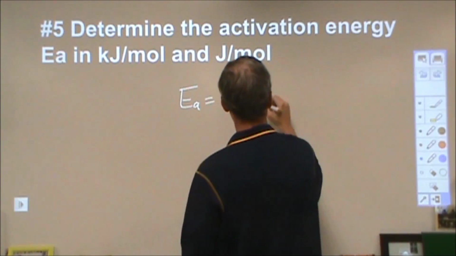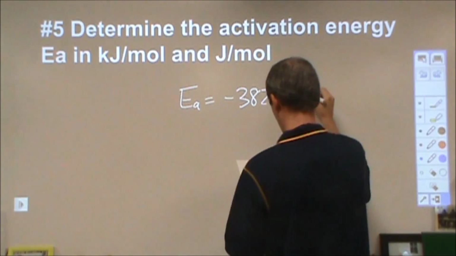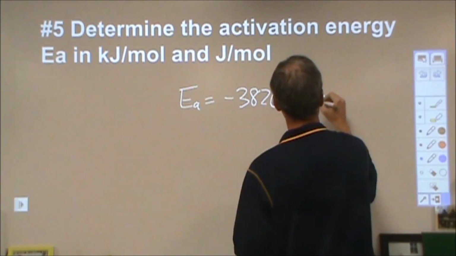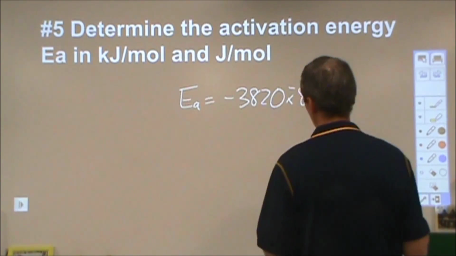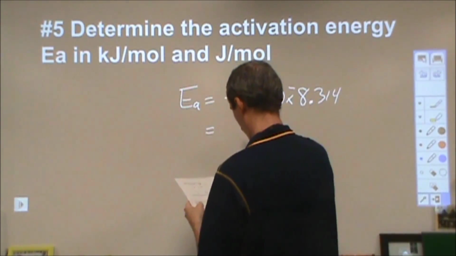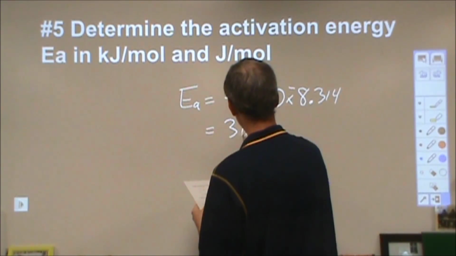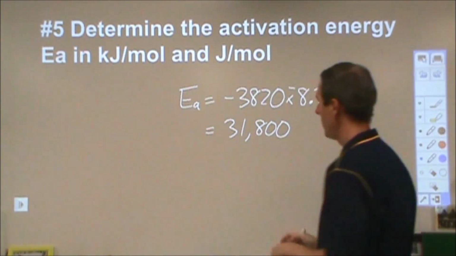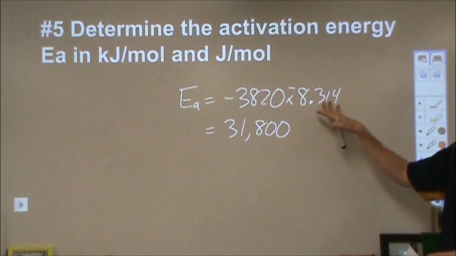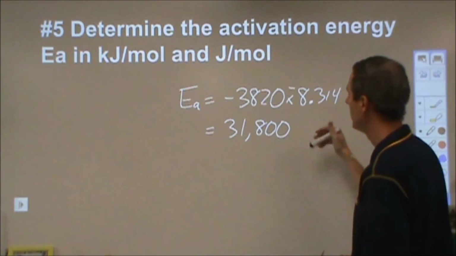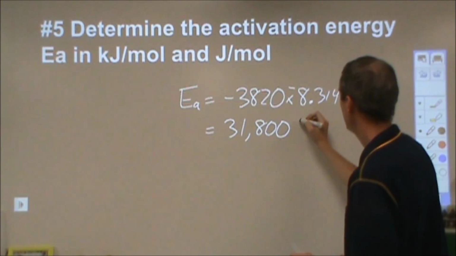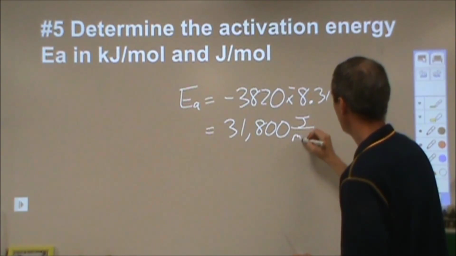So negative 3,820 times 8.314. And we have that negative sign to add in there. And from the negative slope, that ends up being 31,800. Now for the units on this, when we're using 8.314, you're in units of joules per mole Kelvin. And so 31,800 is going to be in units of joules per mole.